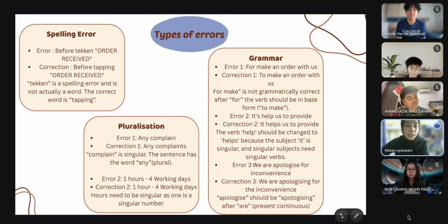The second one is "it help us to provide". The corrected version is "it helps us to provide". This is because the verb help should be changed to helps because the subject it is singular, and singular subjects need singular verbs. And the last one is "we are apologize for inconvenience". The correct one is "we are apologizing for the inconvenience". Apologize should be apologizing after are, which is present continuous. And now I'll pass it to Nur Cahaya.